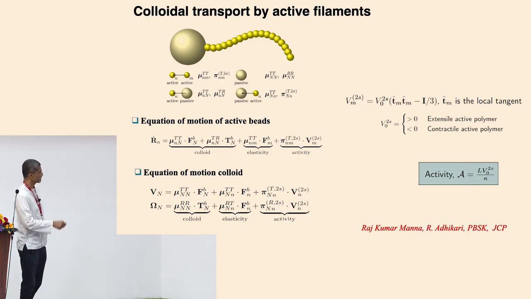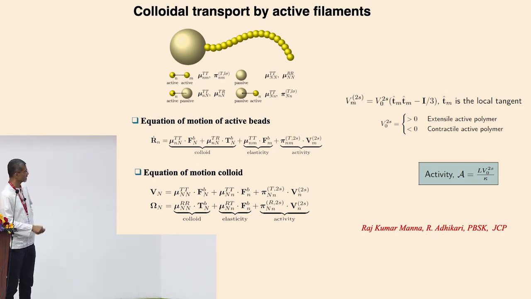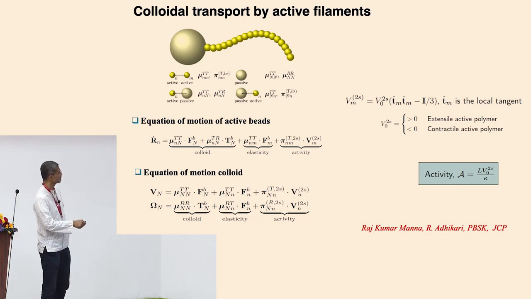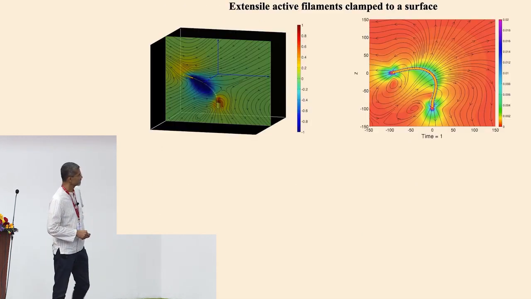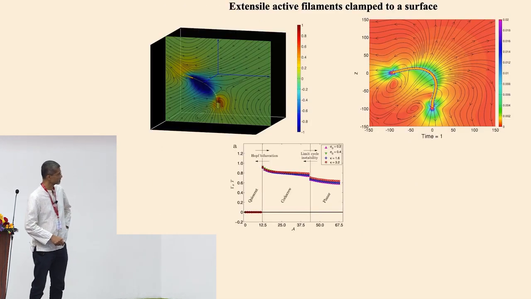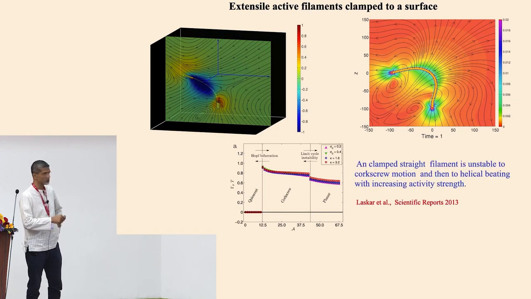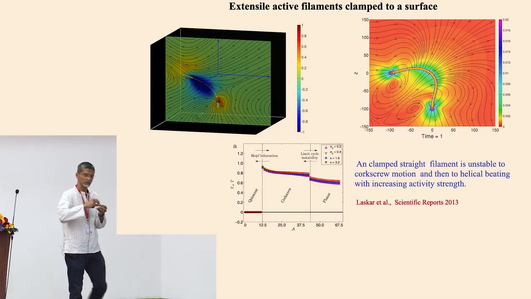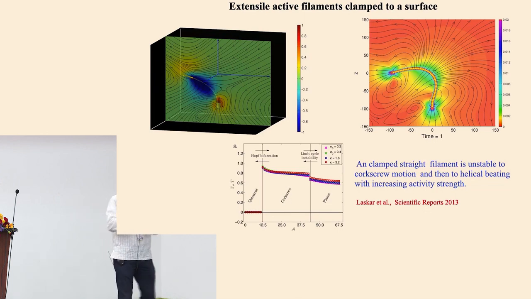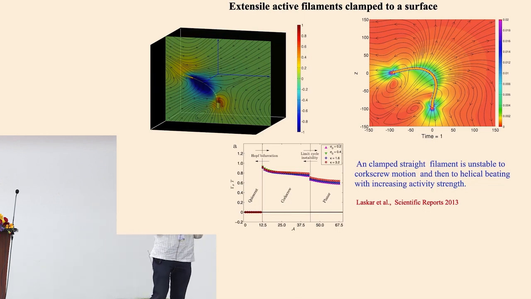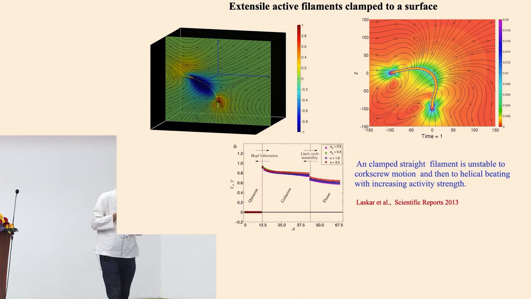Now you have the equations of motion for both the colloid and the active beads, and this passive colloid would now experience a torque and also a force due to the motion of these active filaments. The interesting thing is, what I showed earlier was just an active filament, which moves around in the direction of the bend and interacts with other filaments.